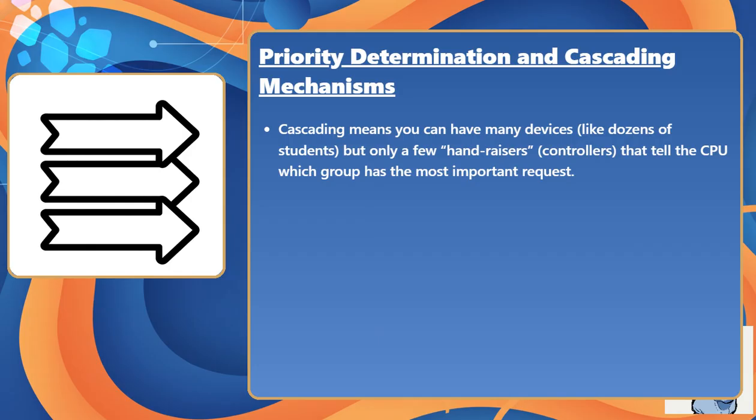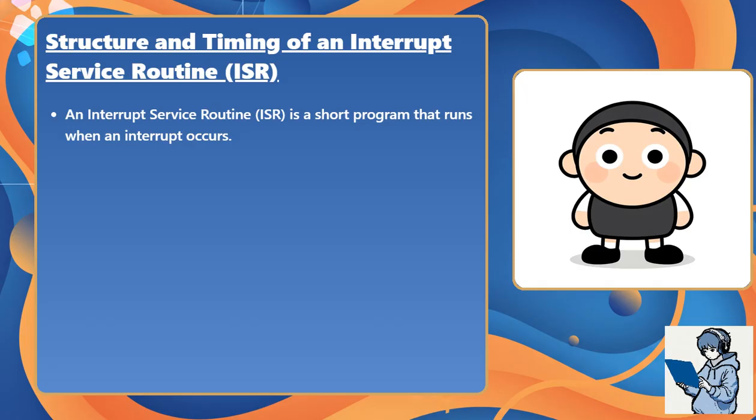Cascading means you can have many devices, like dozens of students, but only a few hand raisers, the controllers, that tell the CPU which group has the most important request. An interrupt service routine, abbreviated ISR, is a short program that runs when an interrupt occurs. Its structure can be thought of as a 5-step recipe.